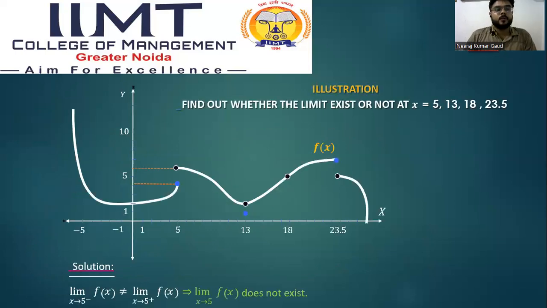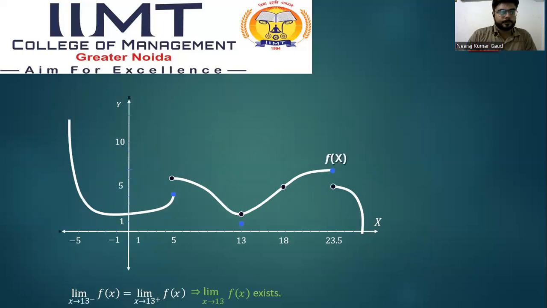Illustration: find out whether the limit exists or not at x equal to 5, 13, 18 and 23.5. From the graph, we check. Solution: limit x tends to 5 negative f(x) is not equal to limit x tends to 5 positive f(x). This implies limit x tends to 5 f(x) does not exist. Limit x tends to 13 negative f(x) is equal to limit x tends to 13 positive f(x), which implies limit x tends to 13 f(x) exists.